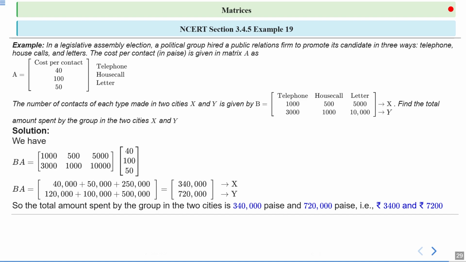So the total amount spent by the group in the two cities is basically 3,40,000 paise and 7,20,000 paise, that is Rs 3,400 and Rs 7,200. Okay, so this is basically the final answer.